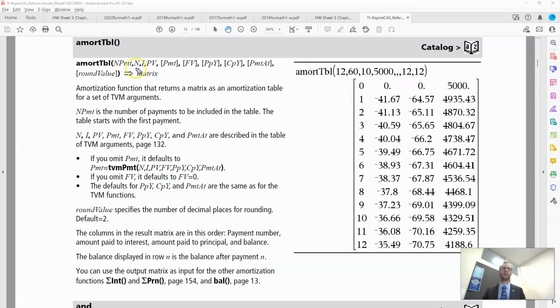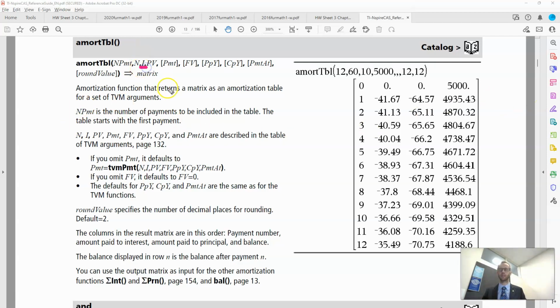After that, the N, I, PV, PMT, FV, and PPY, CPY can be used like a regular finance solver. If you didn't know the payment, you could leave the payment spot blank, and then you could put 0 for FV, whatever it is that you want. Normally what you'll see in your assessments is that the payment is already given to you and you don't really need to worry about the future value. N is the number of payments in the whole loan. Now, for many cases, that can be the same as NPMT. Doesn't really matter if you know the payment value.